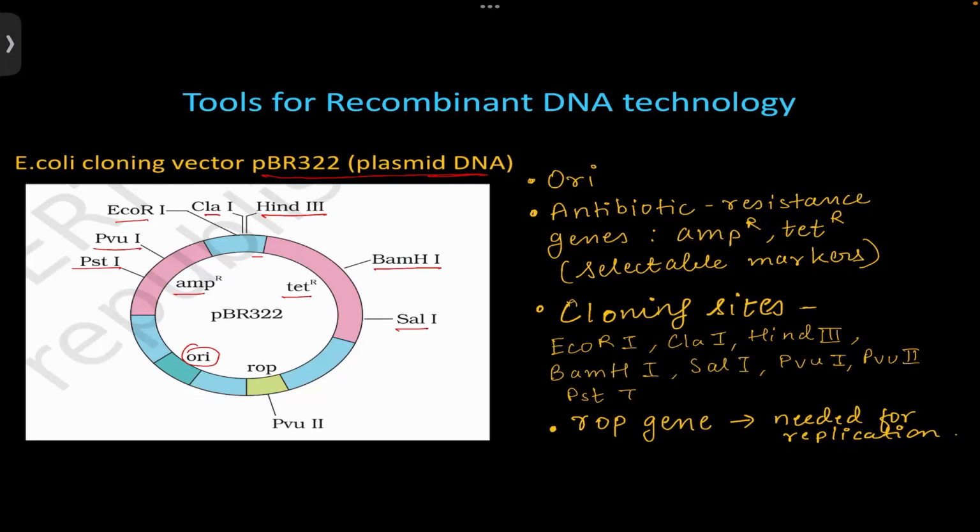And lastly, there is another region called the ROP gene. This ROP gene is needed for replication of this particular plasmid DNA. Within this ROP gene sequence, there's another restriction site, PvuII. So this is how a typical plasmid looks. We'll discuss each of these structural elements of the plasmid DNA in more detail in the next class, as well as cover a few more topics of this chapter.